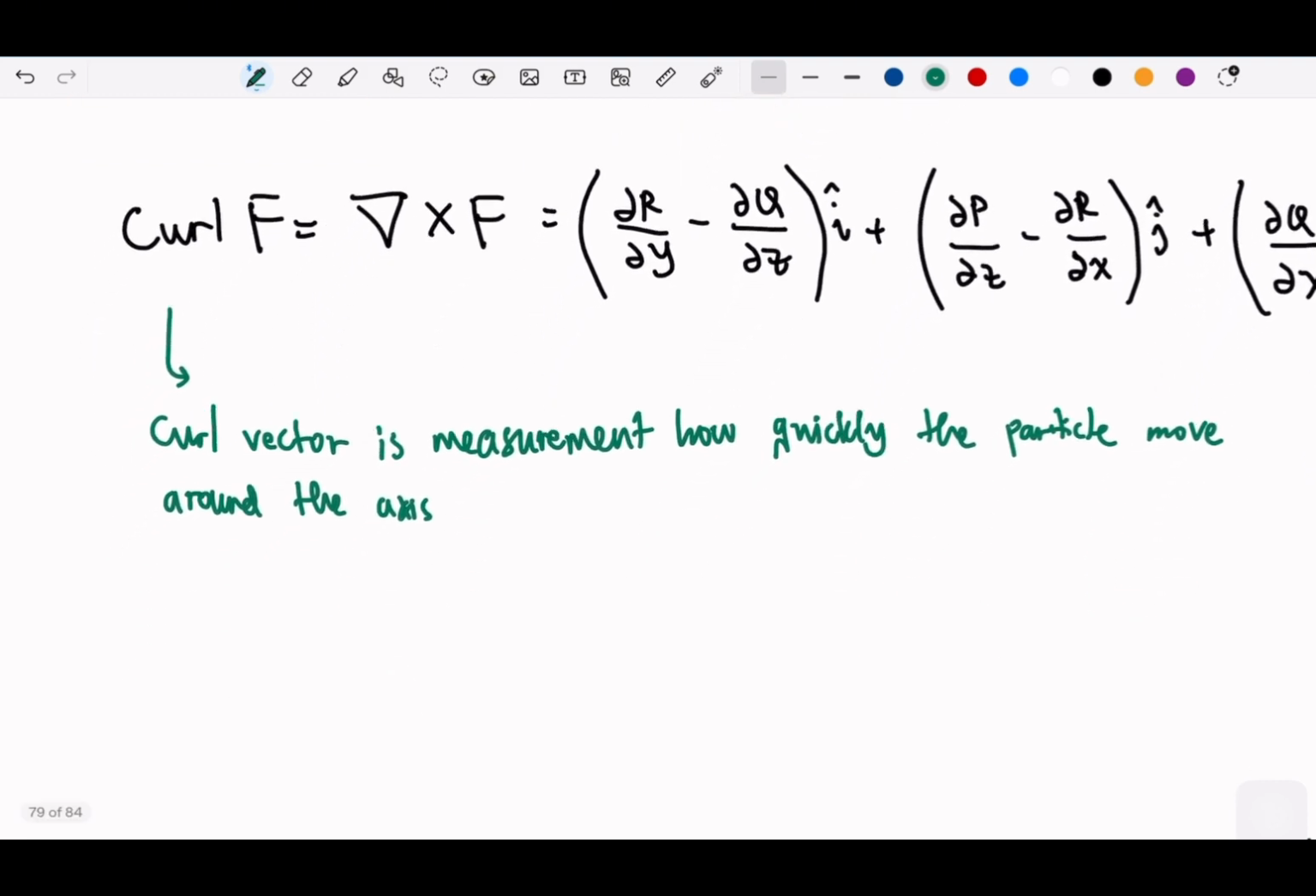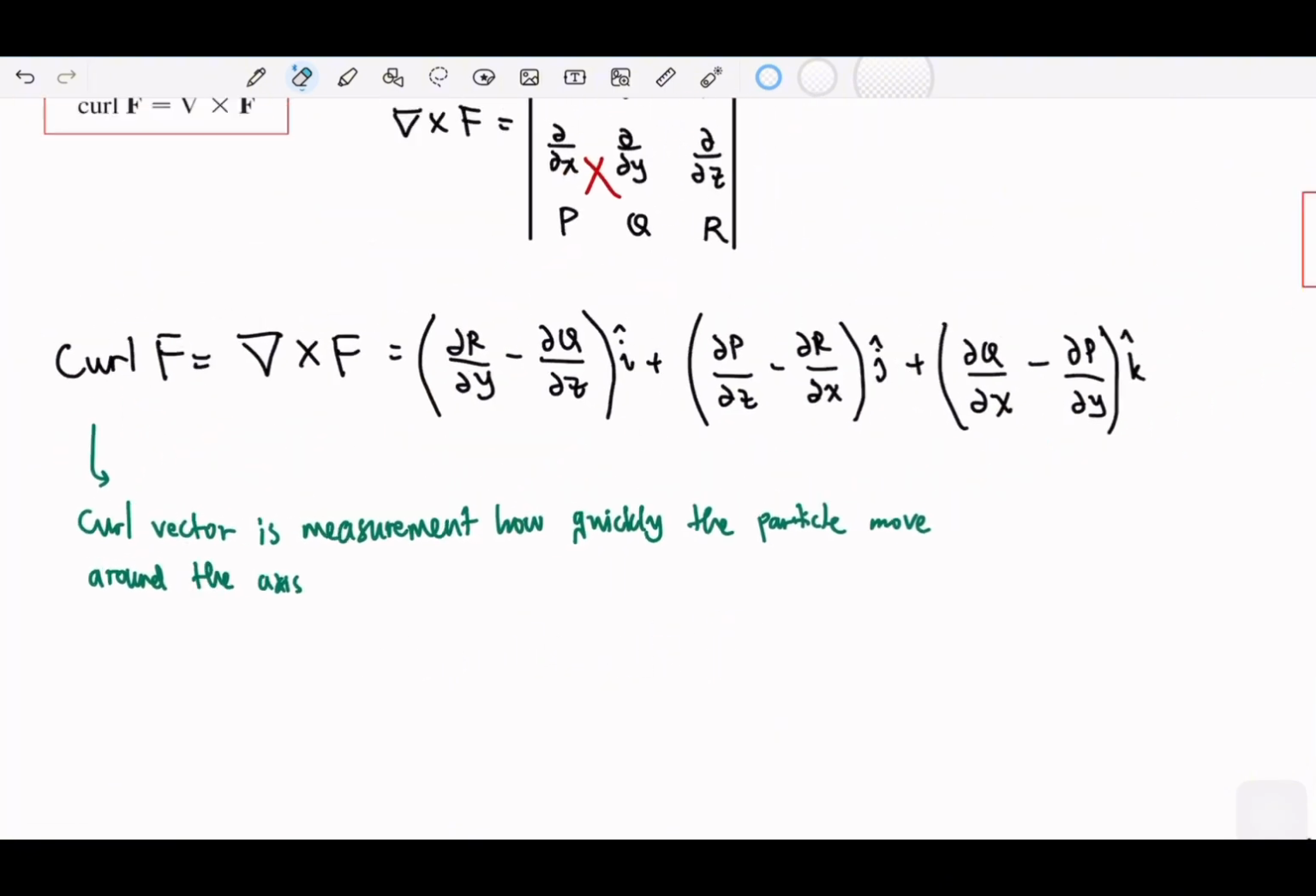So it means if you have a curl f equals 0 at a point, let's say point B, or maybe later I will write. There will be some explanation about this. Let me just write this first, okay? Just for introductions.